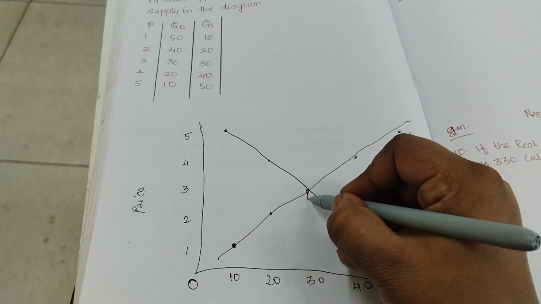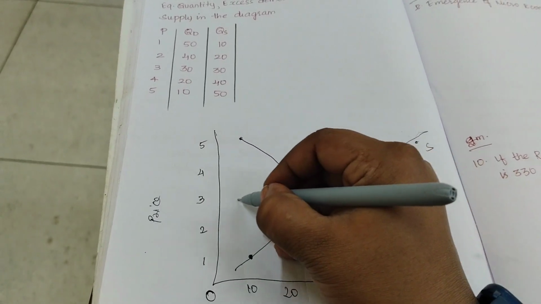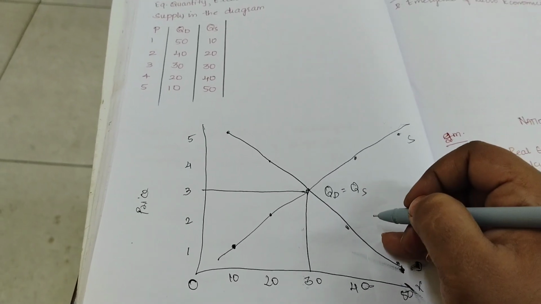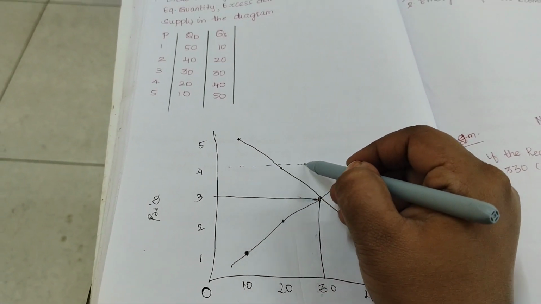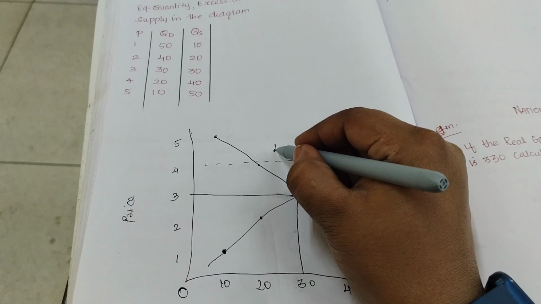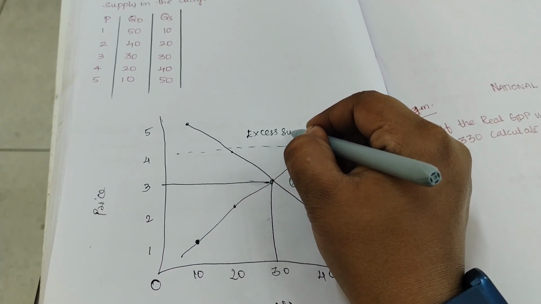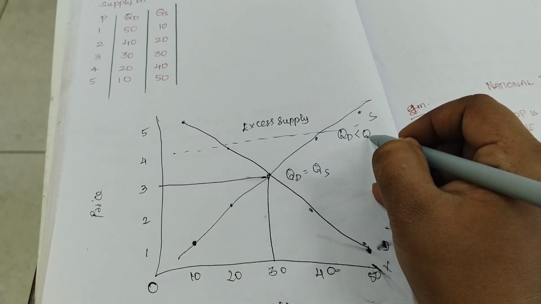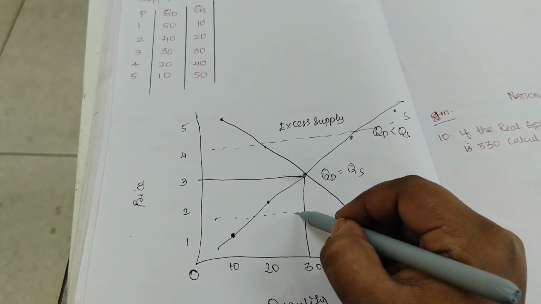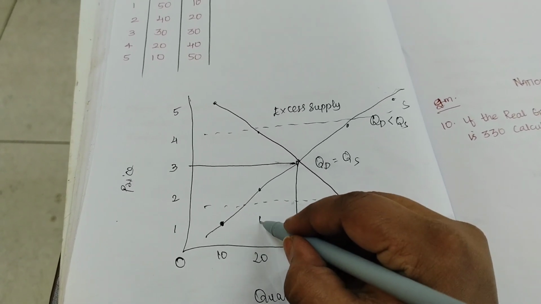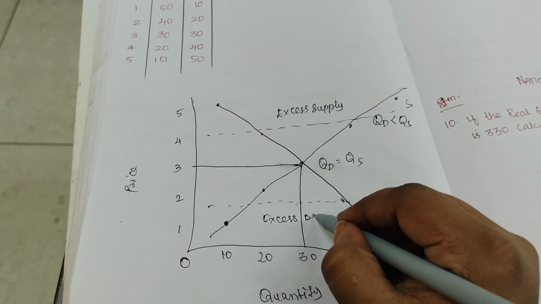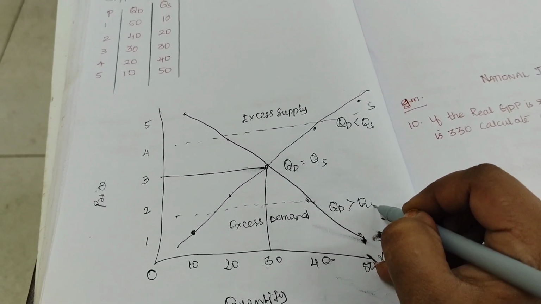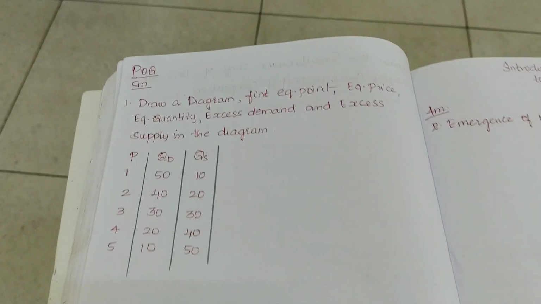So this is the equilibrium where QD is equal to QS. So this is the excess supply where QD is lesser than QS, and this is the excess demand where QD is greater than QS. That's it. This is the diagram you have to draw.